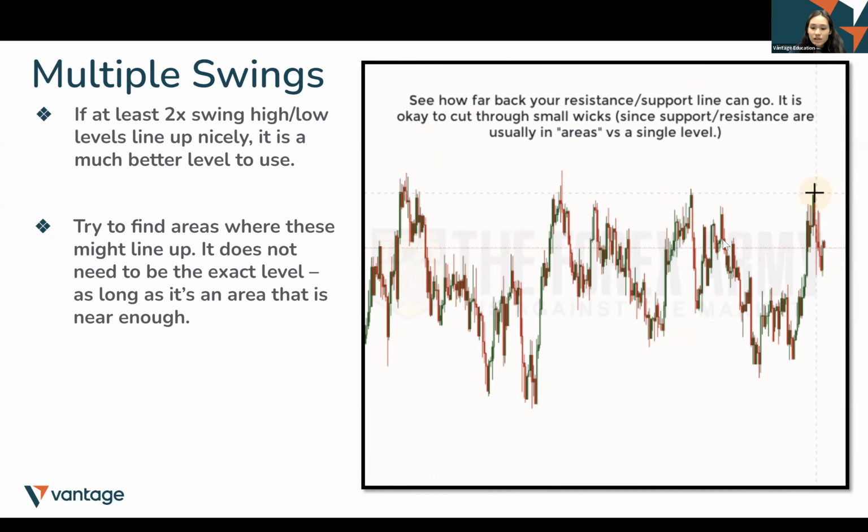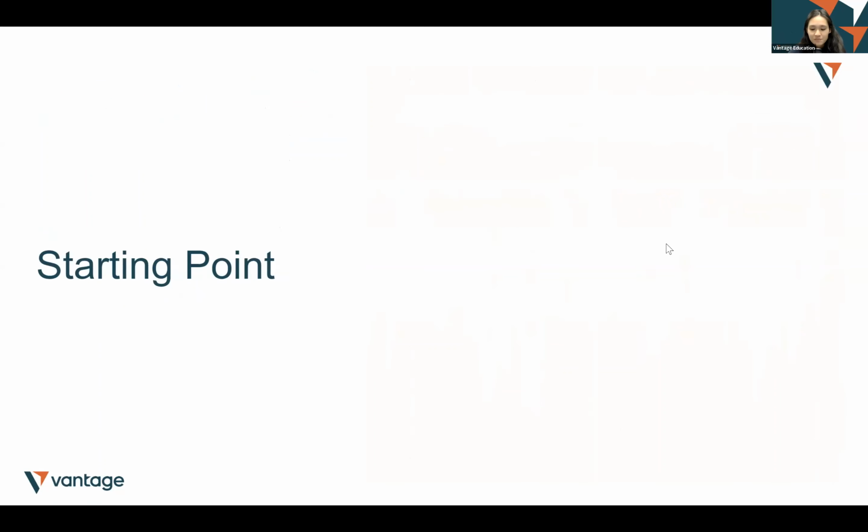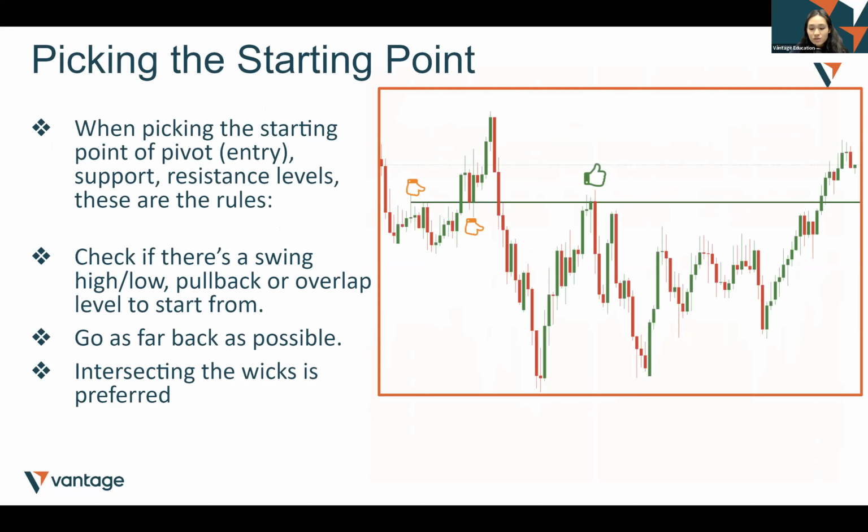Okay, so now let's take a look at starting points. Now that we know how to identify significant swings and use them for support and resistance levels, what are the things that we can look out for when inputting a support or resistance level? So firstly, we'll look at starting points. When picking the starting point of a pivot or entry, you want to look at a few rules.